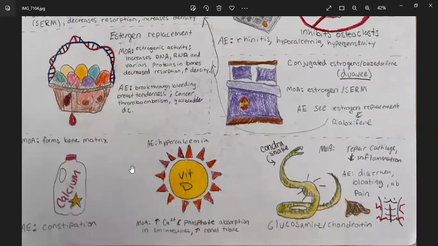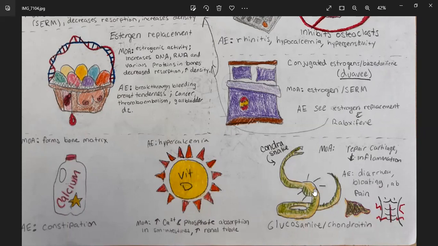If your patient has osteoporosis, you also want to prescribe them supplemental calcium, which just helps in forming bone matrix. The adverse effect is constipation. So we have constipation, constellation. You also want to prescribe them vitamin D. So here we have the sun. This helps increase calcium and phosphate absorption in the small intestines and increases renal tubule reabsorption.